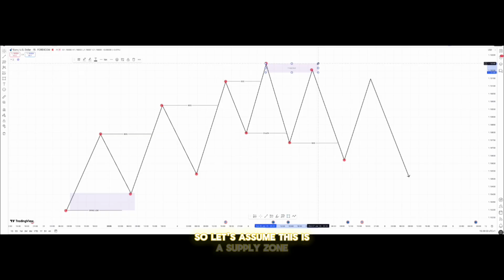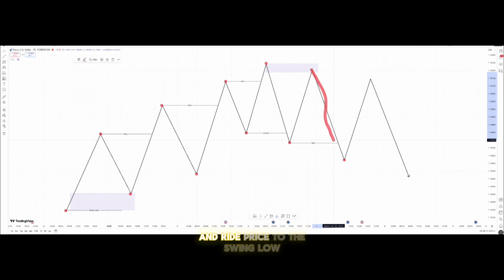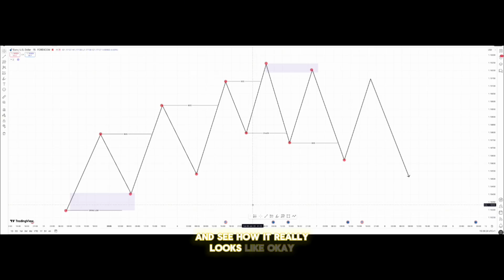So let's assume this is our supply zone. What we'll do here is get into a sell trade from this zone and ride price to the swing low, because we're bearish and price is expected to take out the swing low in a bearish trend. Okay, that being said, let's get into the chart and see how it really looks.